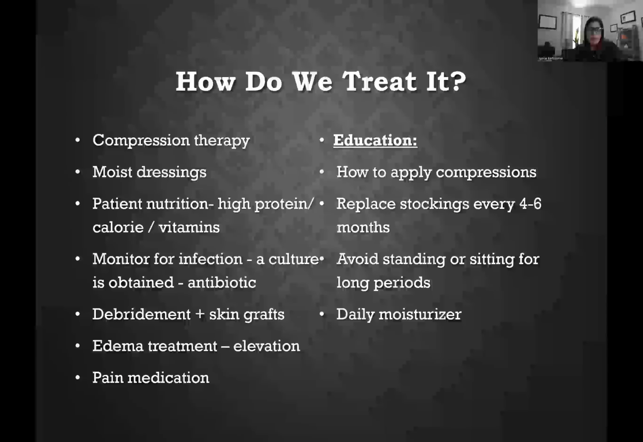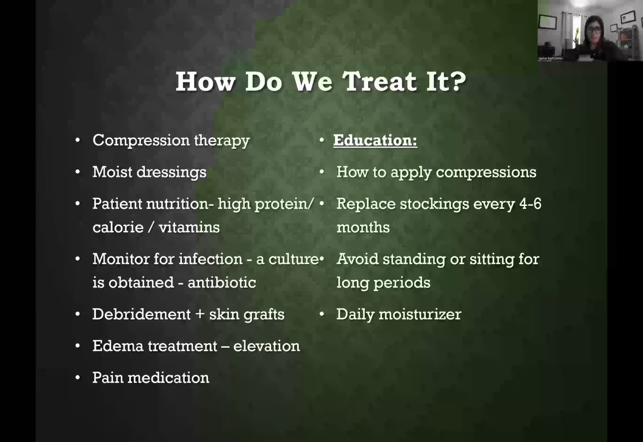How do we treat it? Well, we do compression bandages for these patients and moist dressings. Moisture allows for wound healing and helps heal that tissue back onto the bed of the wound. High nutrition: high protein, calories, vitamins. You want to culture the wounds to see what's growing and treat accordingly with the antibiotic that kills that bacteria, through a culture and sensitivity.